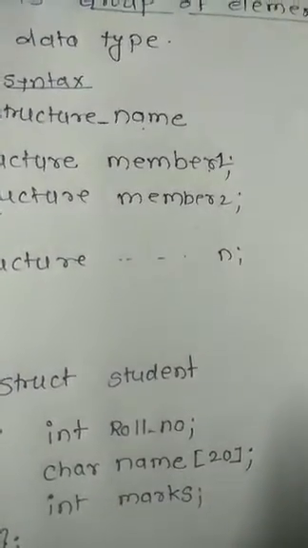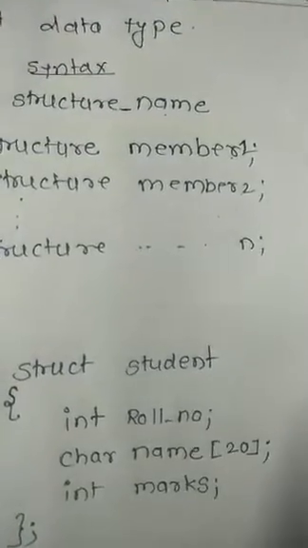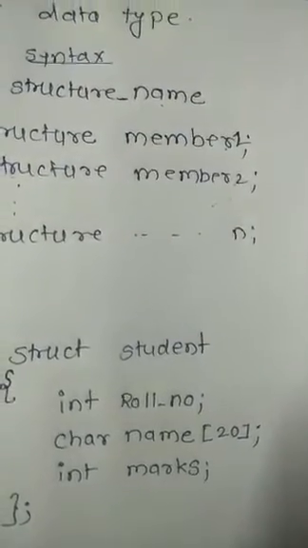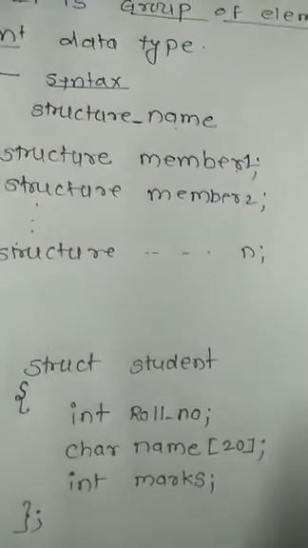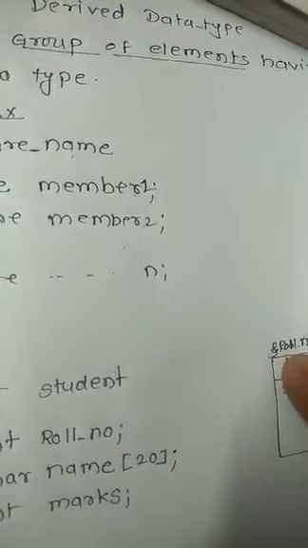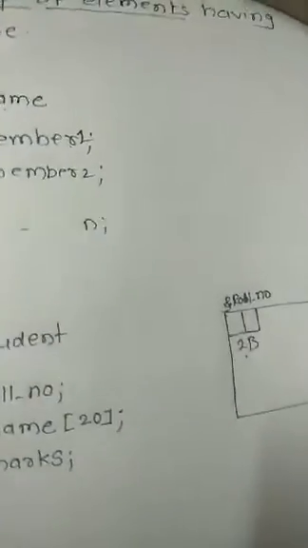Roll number is taking 2 bytes. How many bytes? 2 bytes of memory for the roll number. That is, the address of roll number takes 2 bytes: one address location, two address locations are given to the address of roll number. Why two address locations? Because this is an integer type of data, and an integer takes 2 bytes of memory, that's why two address locations are assigned here.